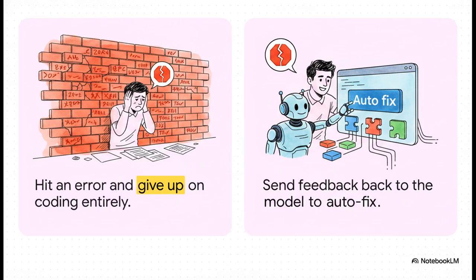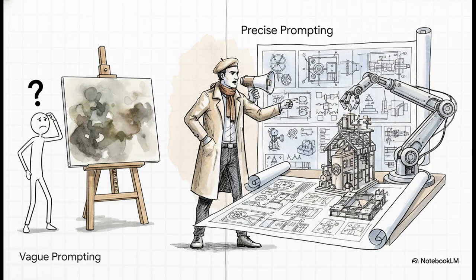Or you can just copy and paste all that technical error jargon right back to the AI and say, hey, this broke, please fix it. Trial and error is no longer a roadblock at all. It's just part of the conversation. But to be a really good director, you've got to master a few best practices.